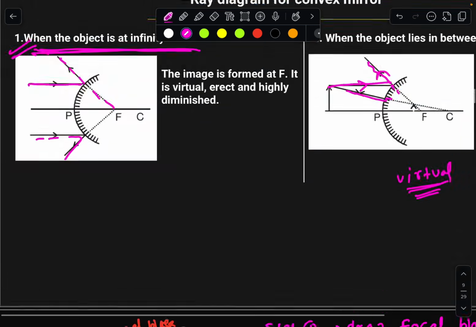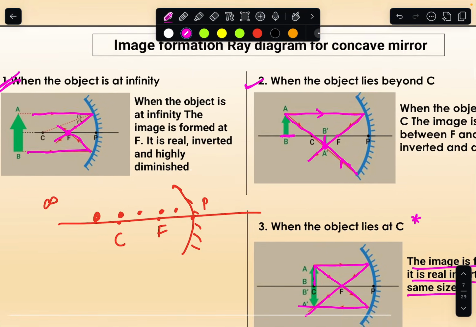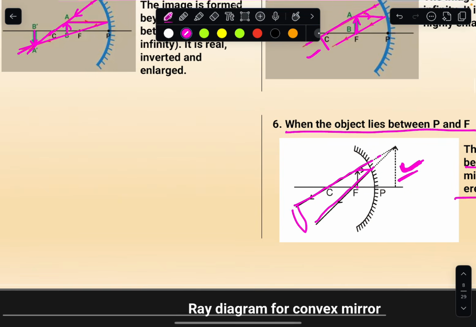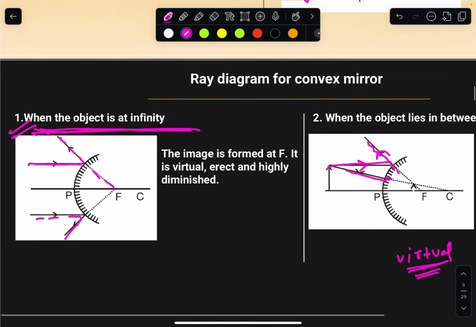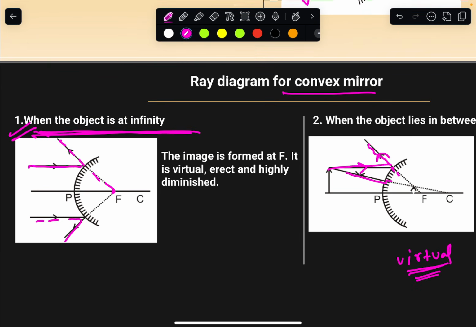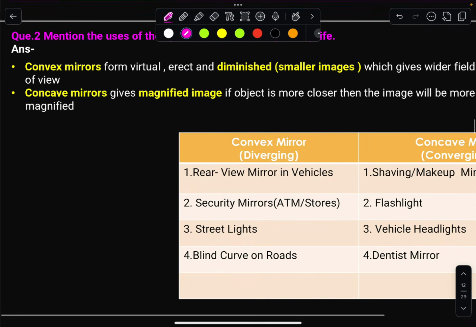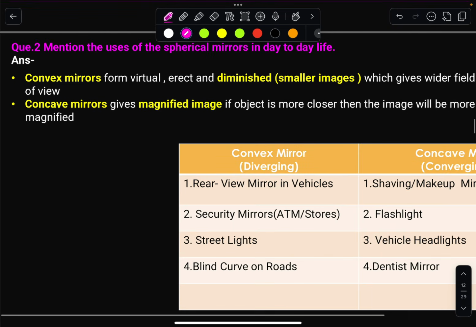You can see, beta, this point here. Here we are getting a diminished image in case of concave, and here we are getting an enlarged image. But in case of convex, every time we are getting a diminished image. Okay, beta, that was the difference question. Now let's move ahead. Now beta, the day to day life example.